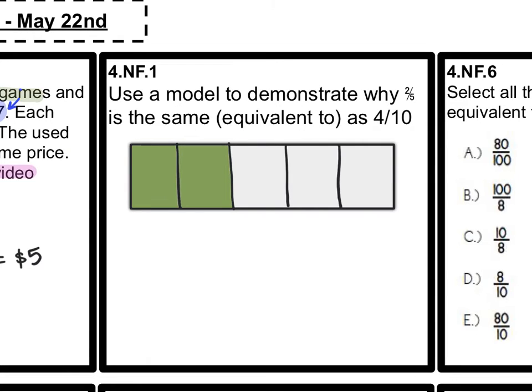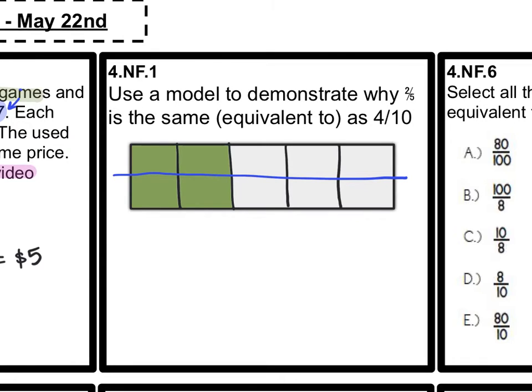So here's my 2/5 fraction. I'm going to cut this in half this way. And bam, all of a sudden I have 1, 2, 3, 4 shaded out of 2, 4, 6, 8, 10. So there it is. That's how I could show that 2/5 is equivalent to 4/10.